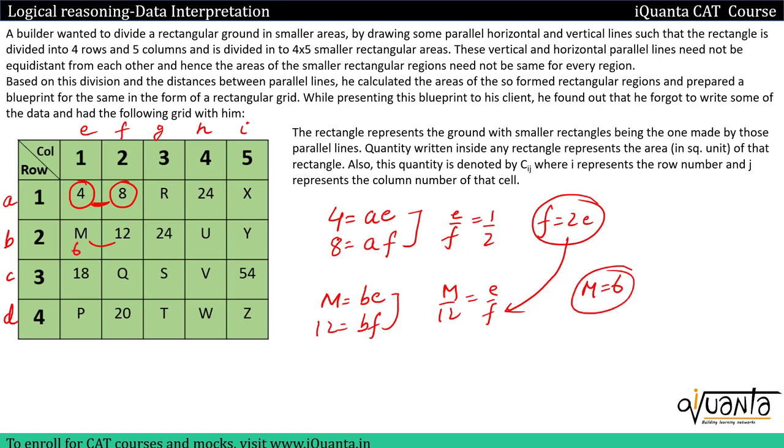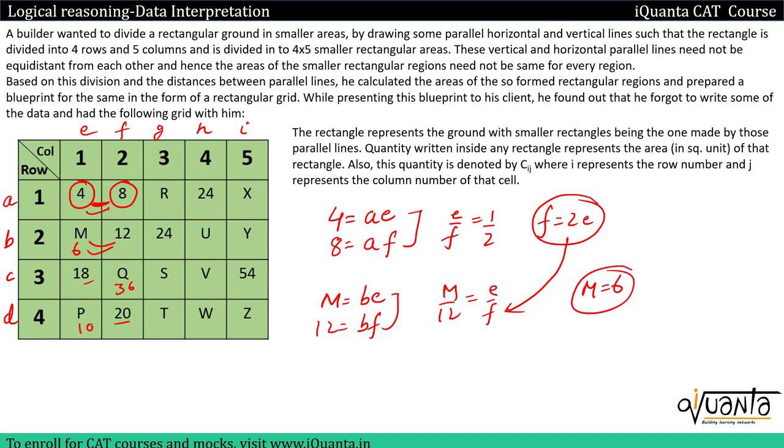So there is one common relation that I can notice. Areas in column 2 are twice the area in column 1. So we have 4, 8 here, 6, 12 here. Hence, if I have 18 here, I will have 36 here. If I have 20 here, I will have 40 here. So that's how we have to fill the rest of the things.